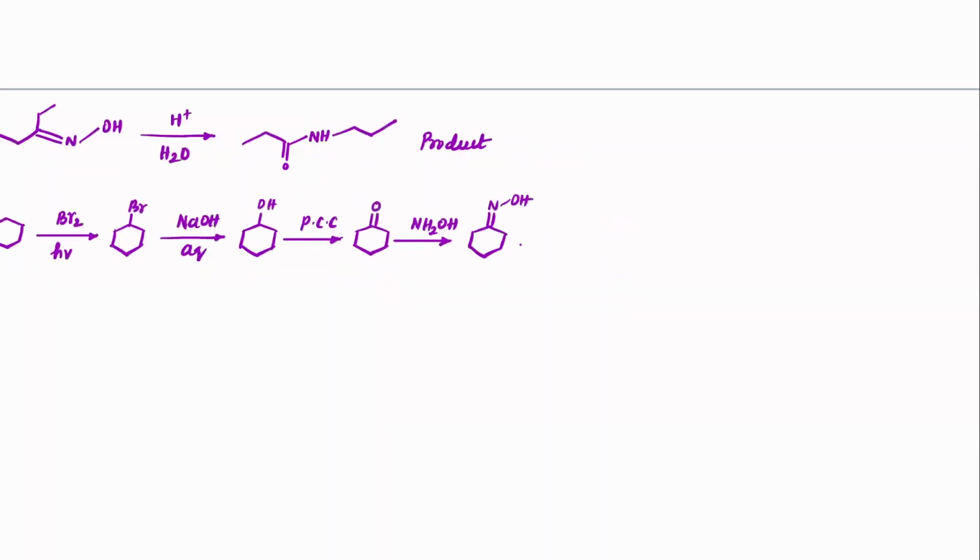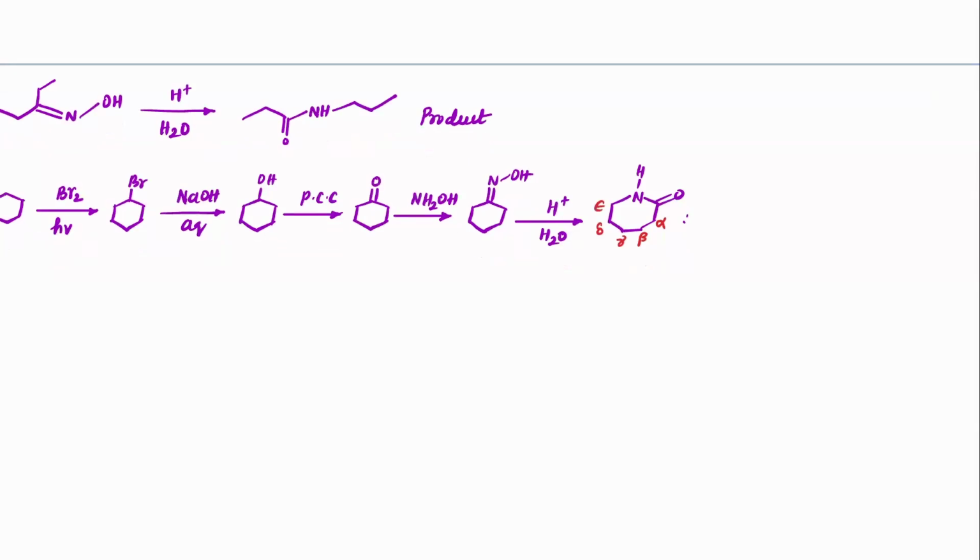And once you get an oxime, if you use H plus and H2O, just now we learned that it will undergo Beckmann's rearrangement, and you'll get N in a 7-membered ring, and this is the amide formation. See the structure here from C double bond O onwards. It is alpha, beta, gamma, delta, epsilon. So NH is connected from the epsilon carbon onwards. That's what is called an epsilon lactam.